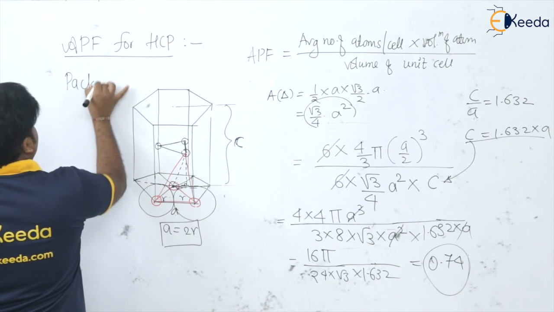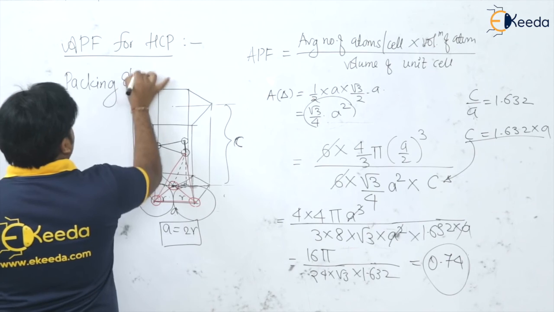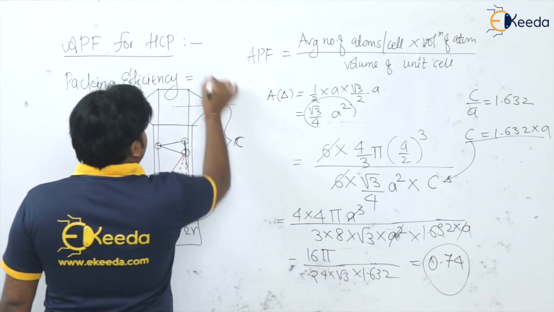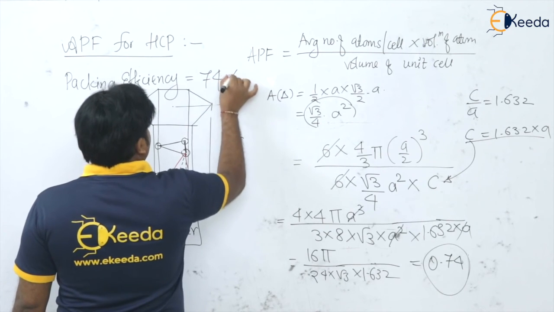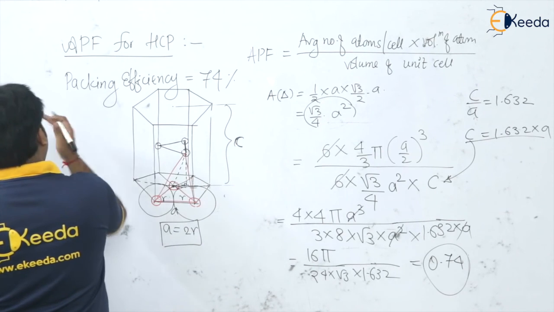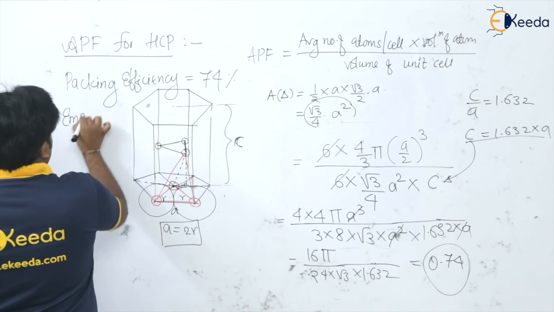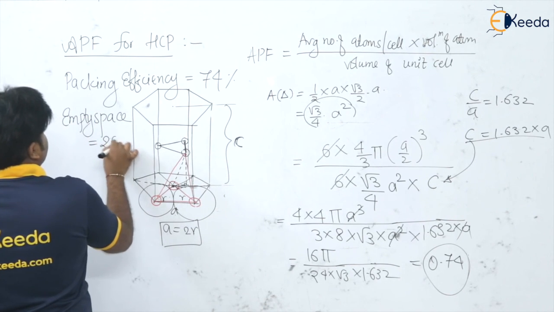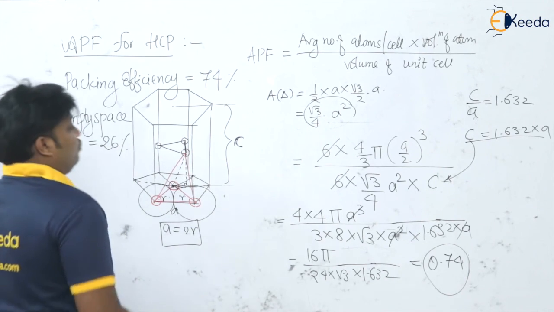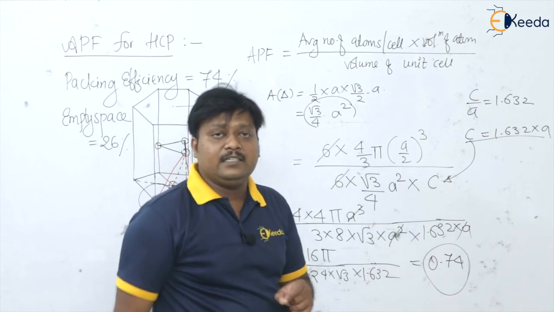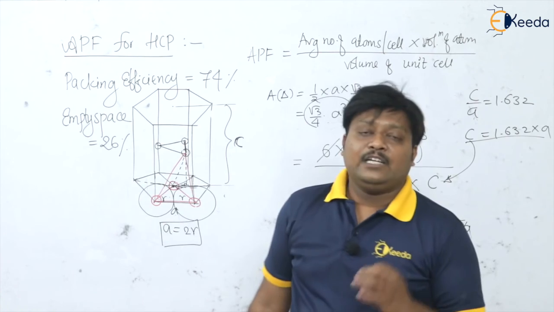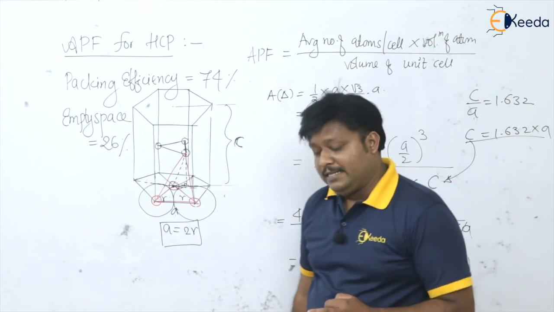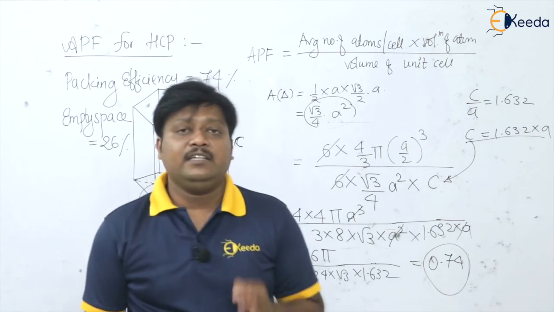So here, of course, you can have the packing efficiency. How much? Packing efficiency, you got it, 74% for HCP. And empty space is how much? Again 26%. So this is how we can calculate the atomic packing factor for the hexagonal closed pack structure, which is 0.74.